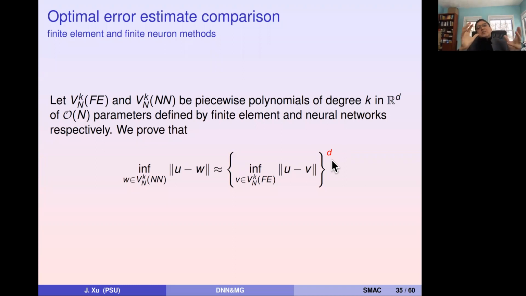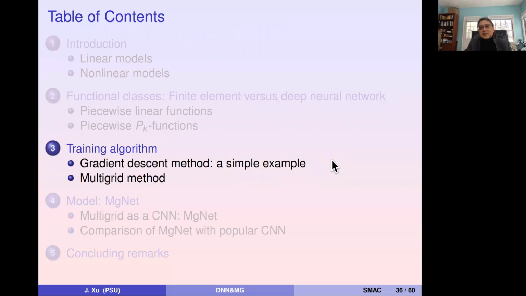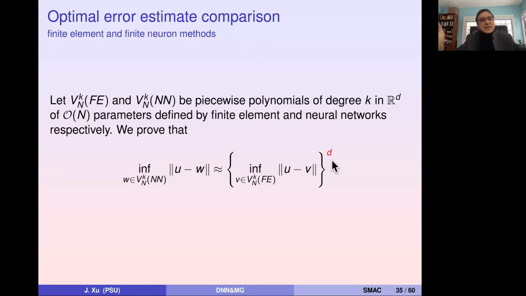Again, we're dealing with piecewise polynomials with about the same order of degrees of freedom, but the rate of convergence is significantly higher. When D is larger, it's even better. So that's my take on neural network functions, deep learning, this nonlinear model, from my finite element point of view and the approximation analysis.